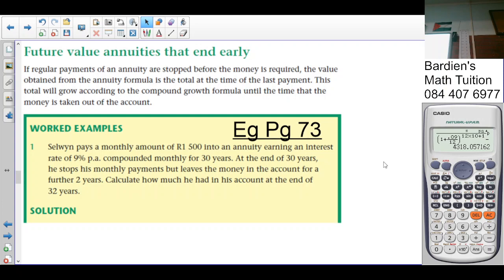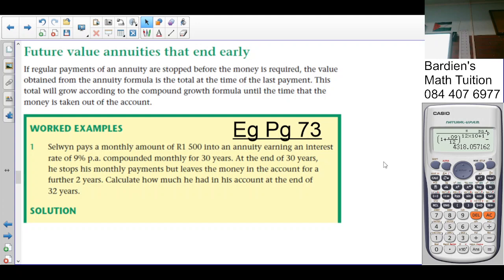Then for 2 years that money is lying at the financial institution, what's going to happen? You gain an interest, not so? And that is what we will be calculating today. We are told here, reading from the example on page 73: if regular payments of an annuity are stopped before the money is required, so the money is lying in the account, the value obtained from the annuity formula is the total at the time of the last payment. So once that last payment at the end of 10 years is made, that is what the formula accommodates for. Do you guys understand? It's only for that.